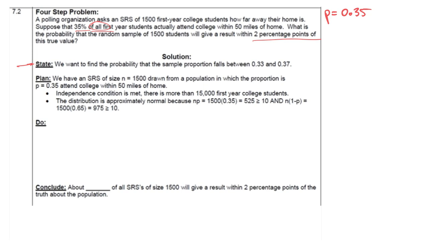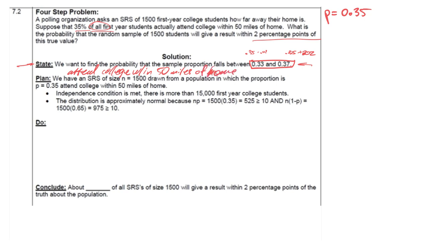We want to find the probability that the sample proportion falls between these two values, because this is 0.35 minus 0.02 and this is 0.35 plus 0.02. That's what they're saying by within 2 percentage points. This is the range we're going to be looking at. So, our plan. And remember, this is first years that attend college within 50 miles of home.